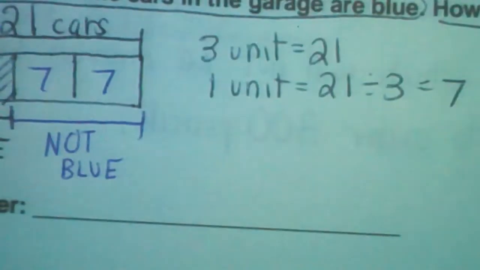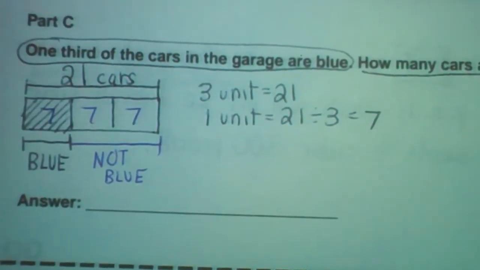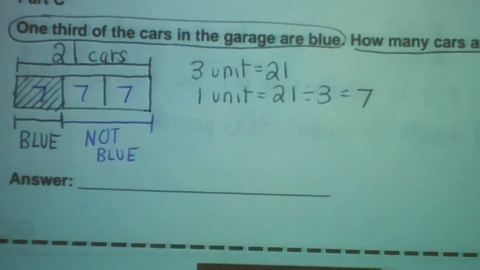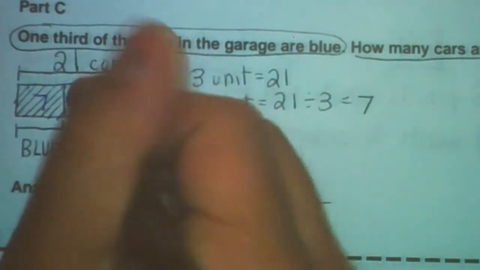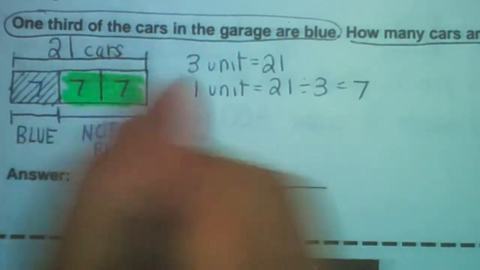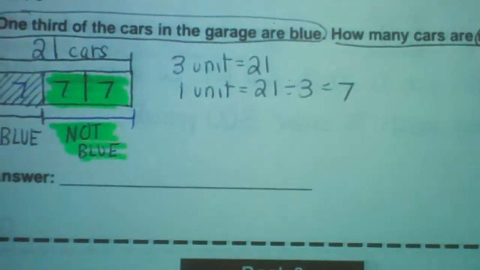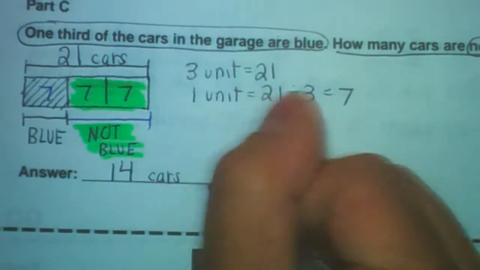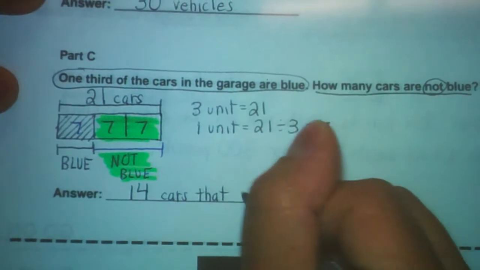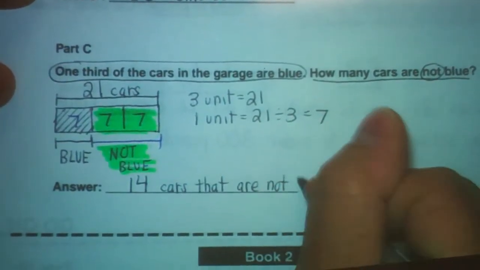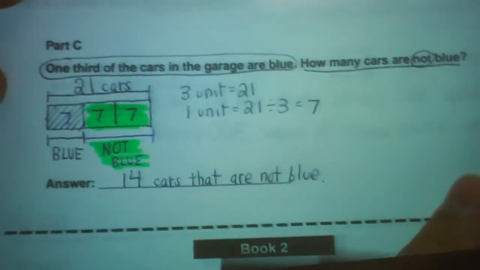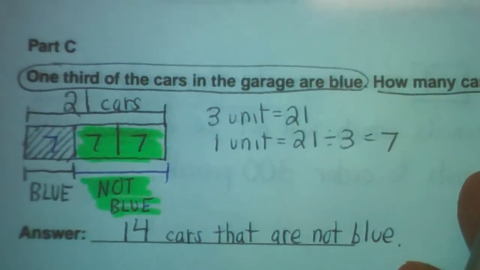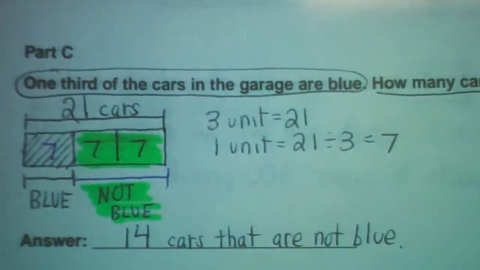The problem is a few people put 7 as their answer, but that is how many cars are blue. The correct answer, how many cars are not blue, that's all of these here. 7 and 7 makes 14 cars that are not blue. A very tricky question because a lot of people didn't write the correct total or told me how many cars were blue when we wanted to know how many cars were not blue.